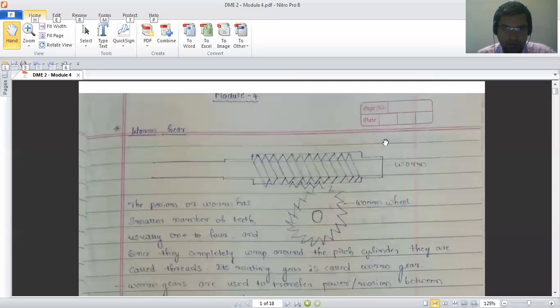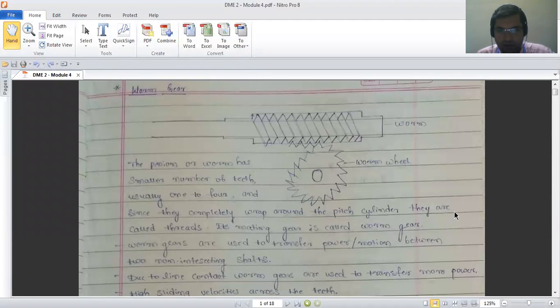Good morning, everyone. Today we are going to study the design of worm gear. In this figure, the worm is shown separately with attachment of worm wheel. So this worm gear is a type of non-parallel, non-intersecting gear, which is used to transfer power or a motion between two shafts.